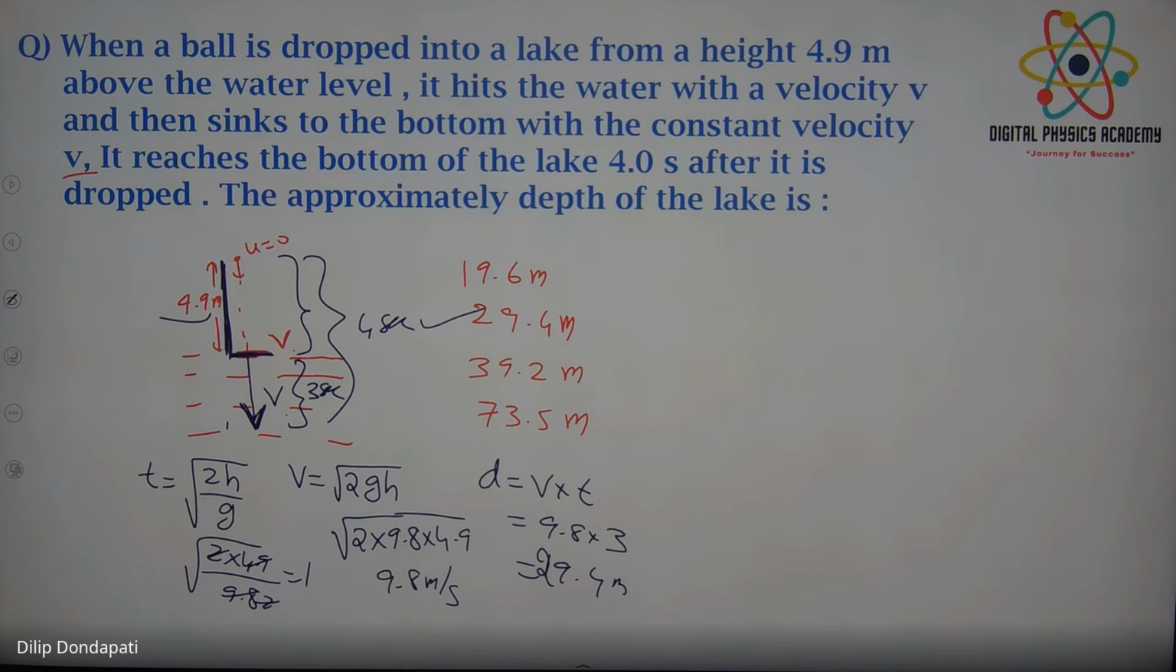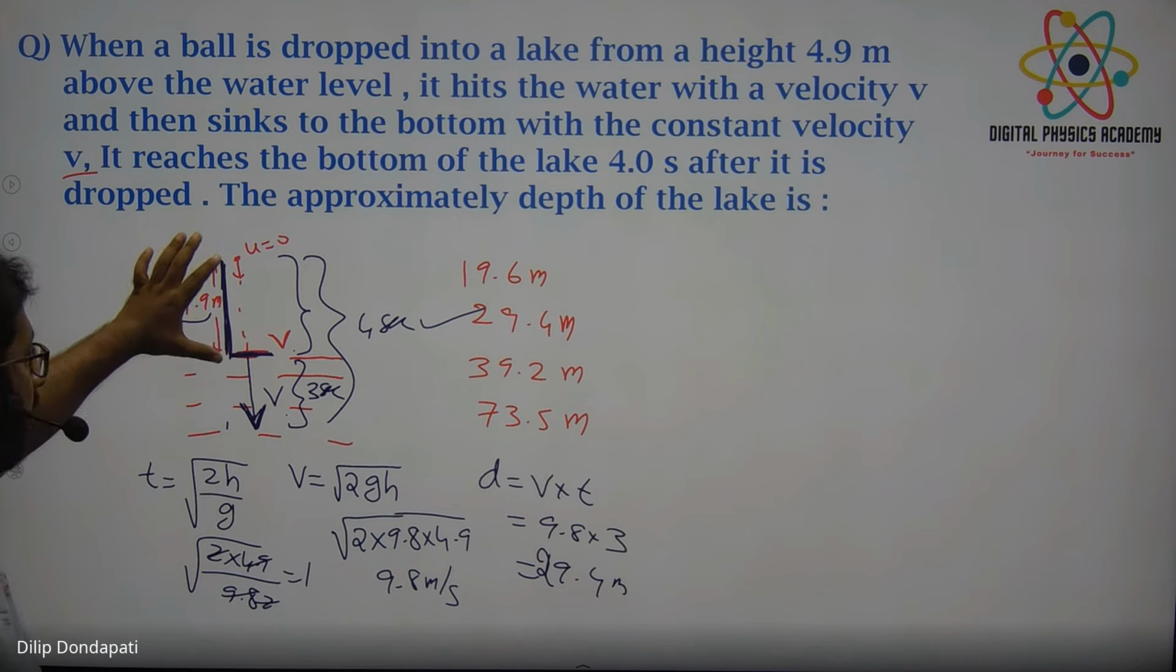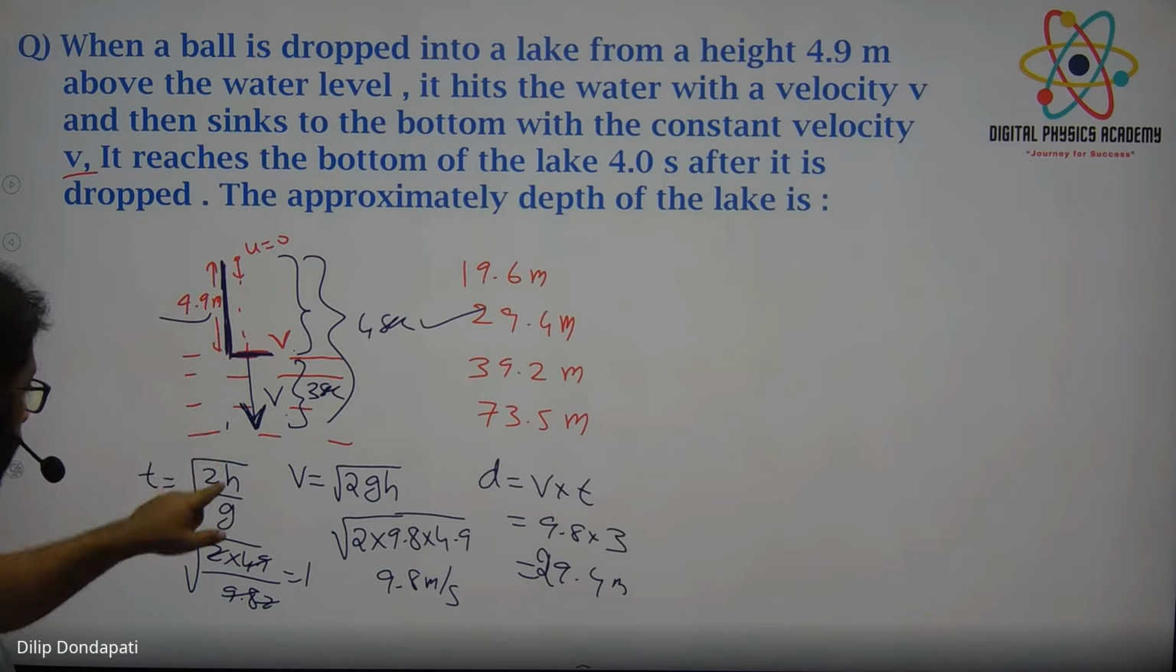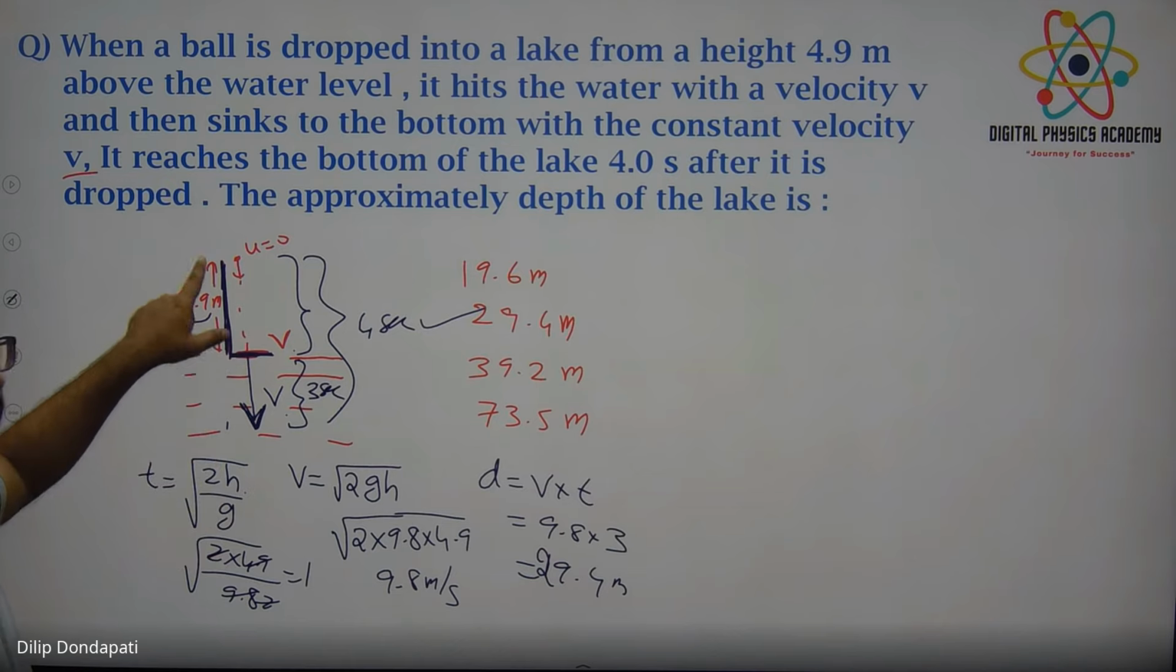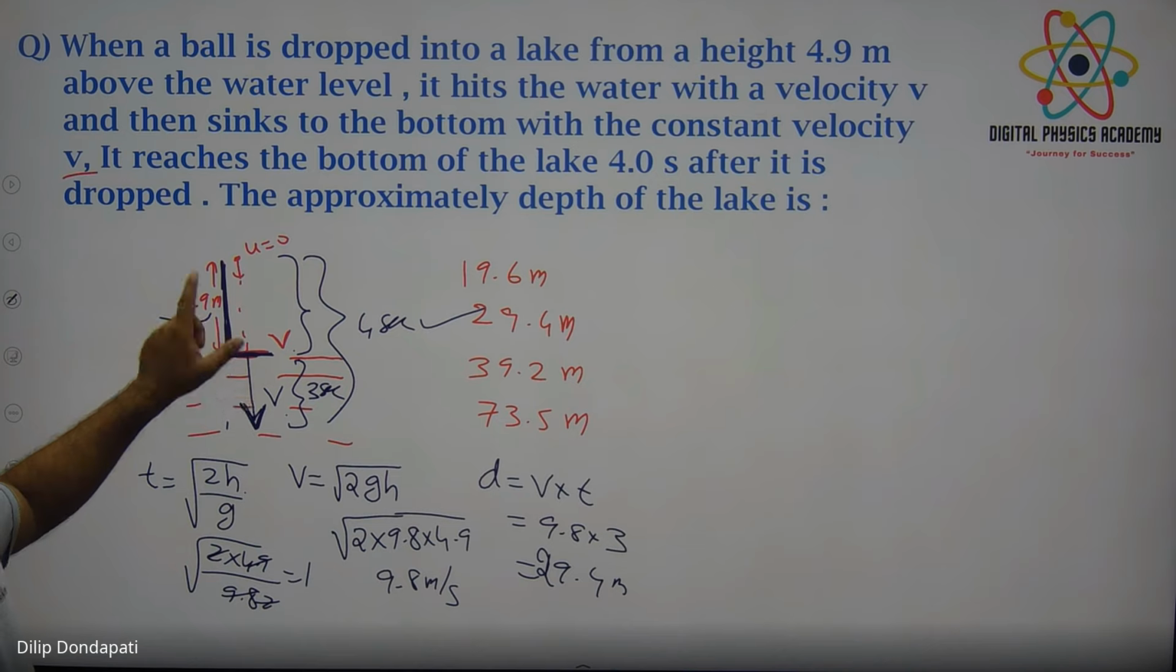We don't know this height, right? We know up to the building's height only. So under root 2h by g, in place of h we have to substitute 4.9 only. Understood?